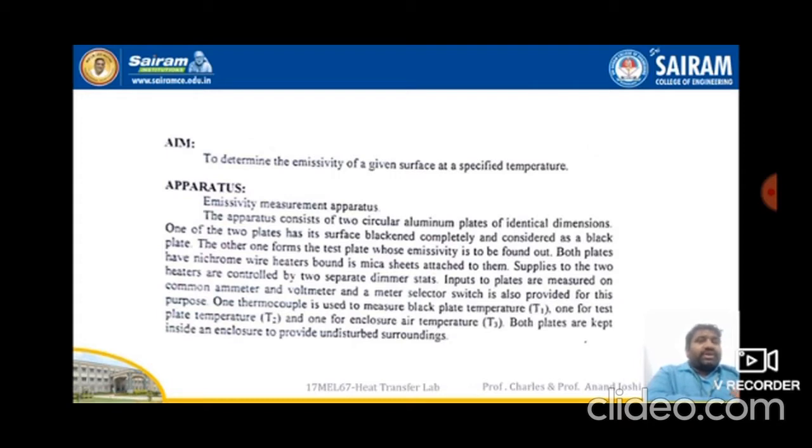I hope you understand the design of the equipment. There are two circular aluminum plates having identical dimensions. One plate is coated so that the surface is completely black, and the other is the test surface as usual. Two different thermostats are provided for maintaining the heat inputs as well as the temperature. The temperatures T1, T2, T3 are the black body temperature, the test surface temperature and the air temperature.